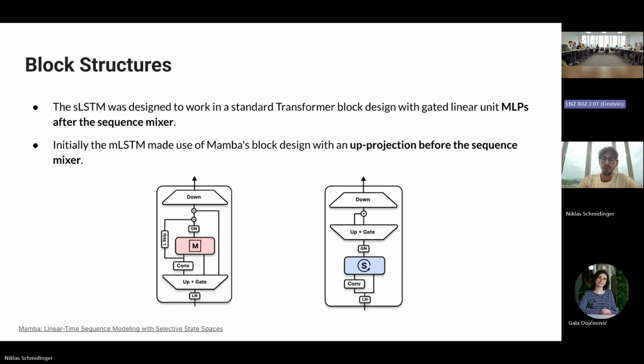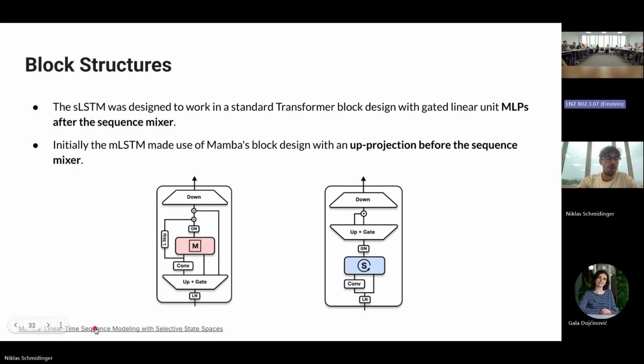Maybe one note also about the block structure, because usually you have some sequence mixing layer, like these two, but they are integrated into larger structures within the network. For example, in a transformer, you usually have self-attention, and then you have an MLP, a multi-layer perceptron that has this special up projection, gating, and down projection, which is called gated linear units. Basically, the xLSTM directly uses this GLU, or gated linear unit, MLP on top. But the initial mLSTM used this kind of pre-up projection architecture, which was derived from Mamba.